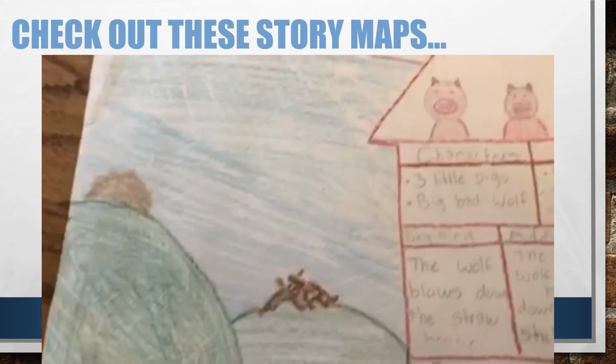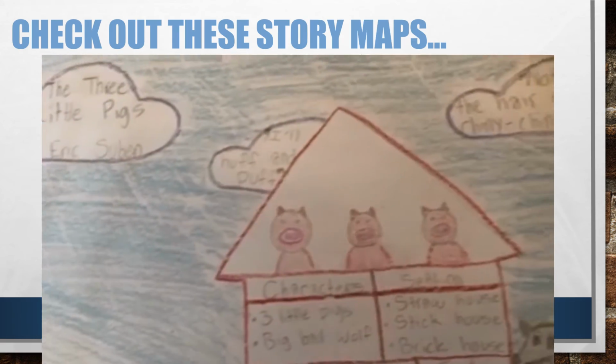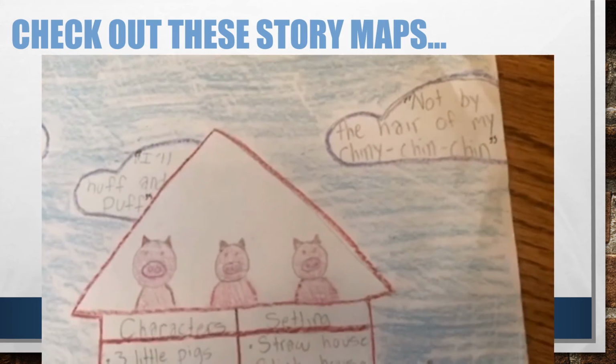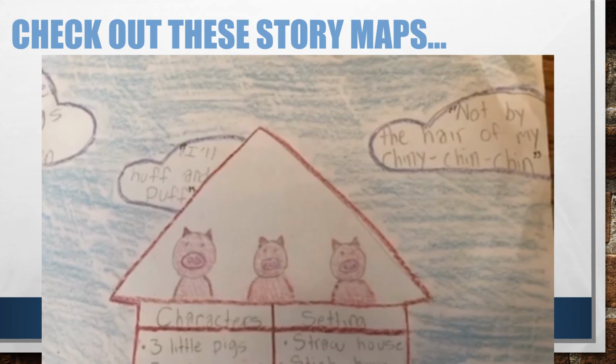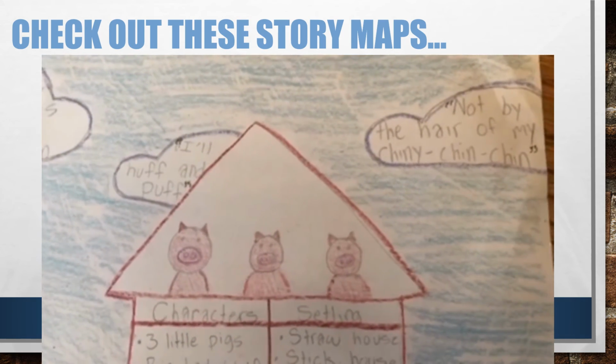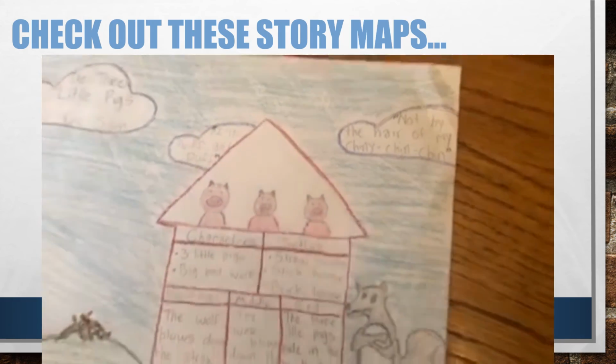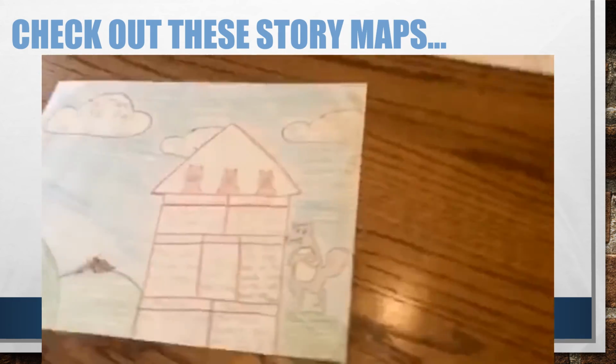It is so creative. I love how you drew all the different things from the story. What did the cloud say? The quotes are, "I'll huff and puff," and the next one is, "Not by the hair of my chinny chin chin." Thank you, Riley. That's an excellent story map.